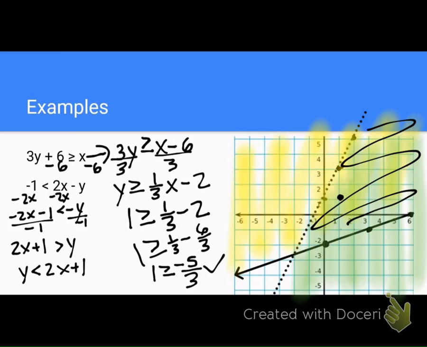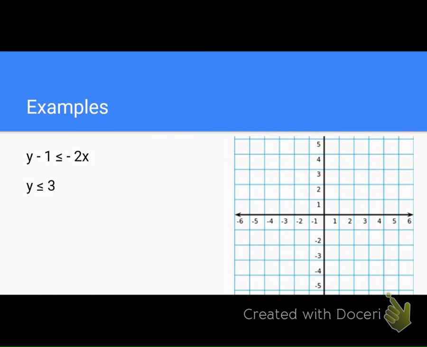Over here, if I plug in (1, 1), I get 1 is less than 2 plus 1, so 1 is less than 3, and that's also definitely true. So I shaded the correct region. Points in here make both of these inequalities true. Okay, and one more example.